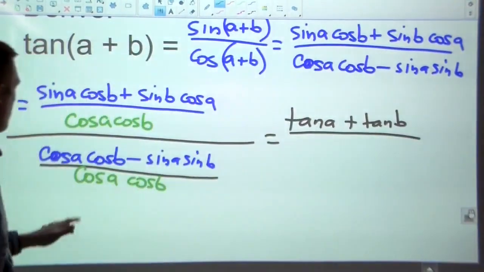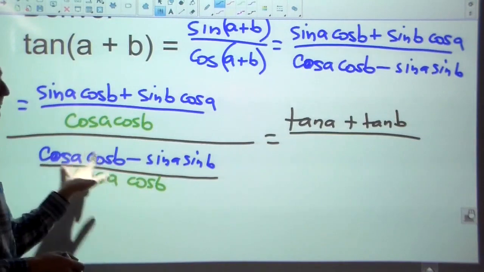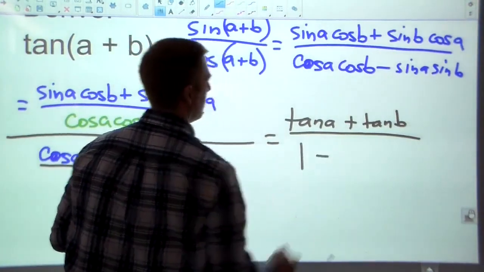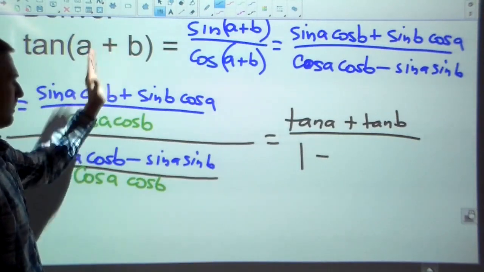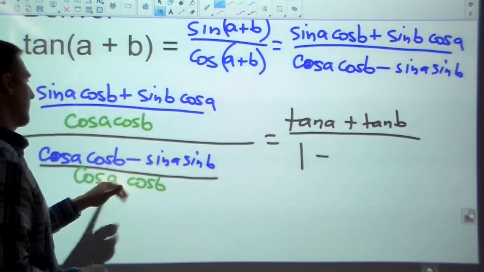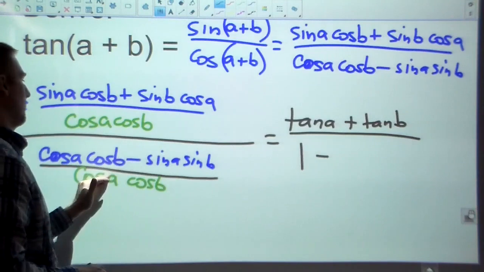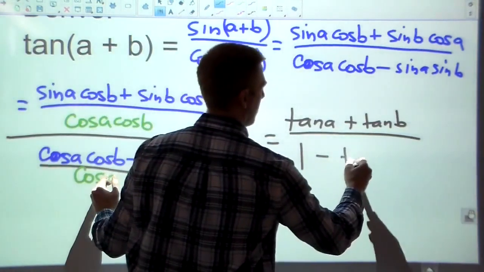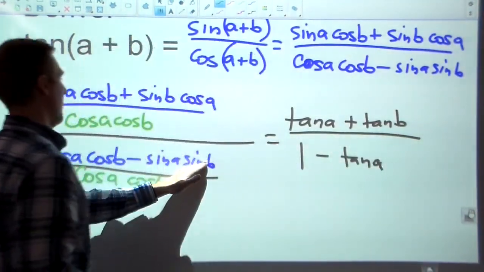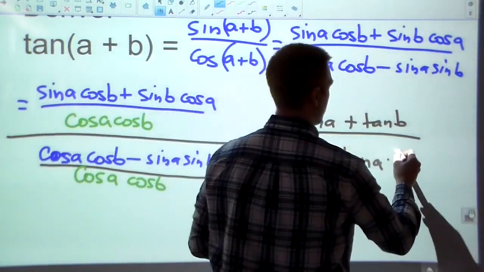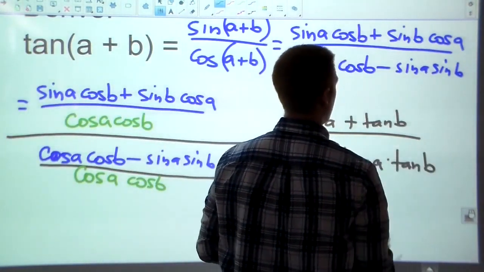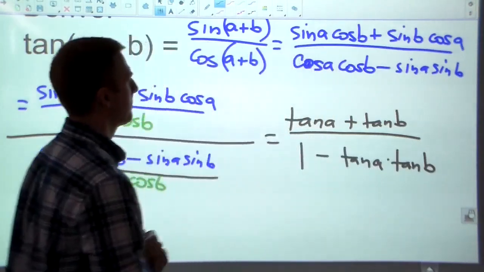Now on the bottom, this part's really nice because that just becomes 1. You have the opposite sign, a minus here, opposite from what we started with. And then nothing's going to cancel out. But sine over cosine is tangent A. And sine B over cosine B is tangent B. And they're multiplied together. So that'll do it.